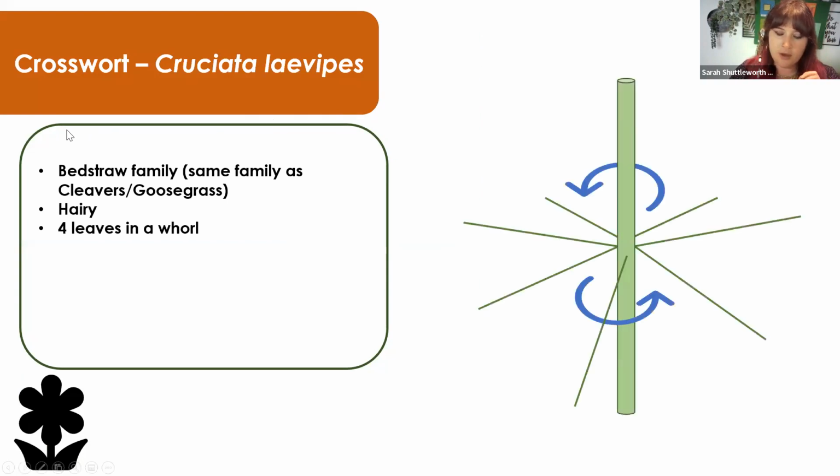So if we remember from this bedstraw family, most of them, in fact, they all have their leaves arranged in this whorl structure around the main stem. So just to give you an example of what that actually means, that is referring to a whorl of leaves. However, crosswort's only got 4, whereas most of the other bedstraws usually have more than that.